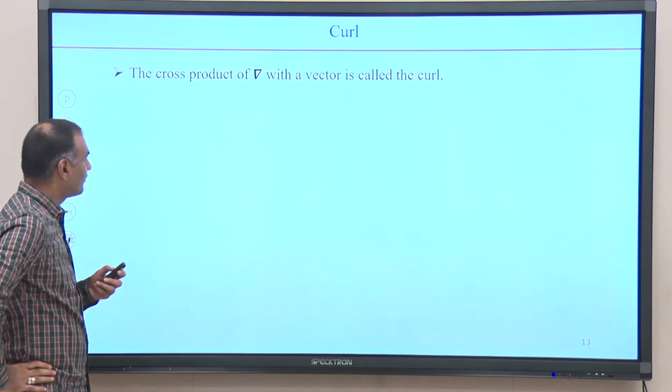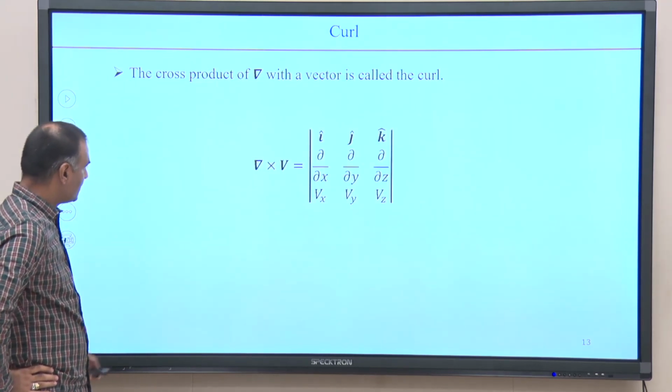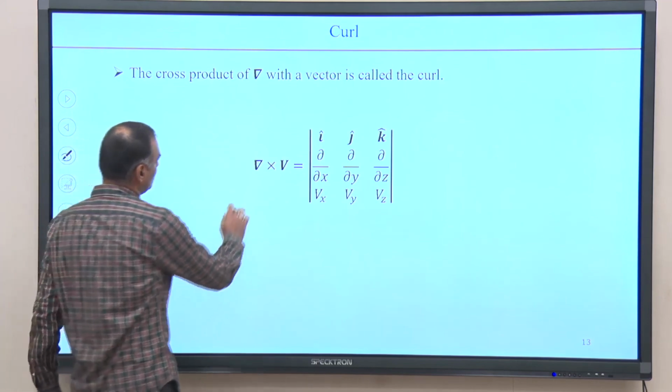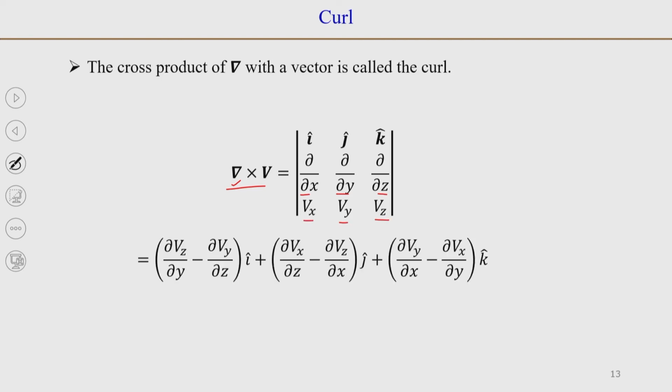So, the cross product of the del operator with a vector is called curl. Del cross v, by the definition of cross product, we can write in matrix form. The first row will be i, j, k, the second row will be del by del x, del by del y, del by del z, all three are components of the first vector del. And the last row will be v x, v y, v z, which are components of vector v.